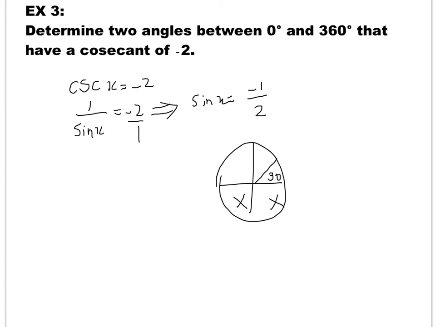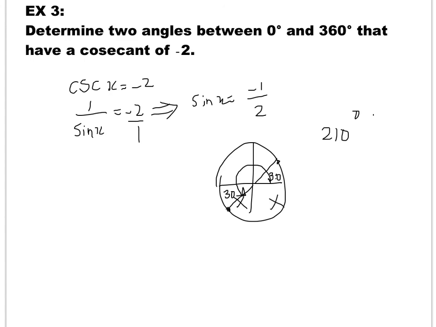So if I make this point to be mirrored around the origin, I will get this point. Now, what is this angle here? If this is 30, then this angle is how much? 30. So this angle becomes what? 180 plus 30 is going to give you 210. So one angle is 210 degrees.